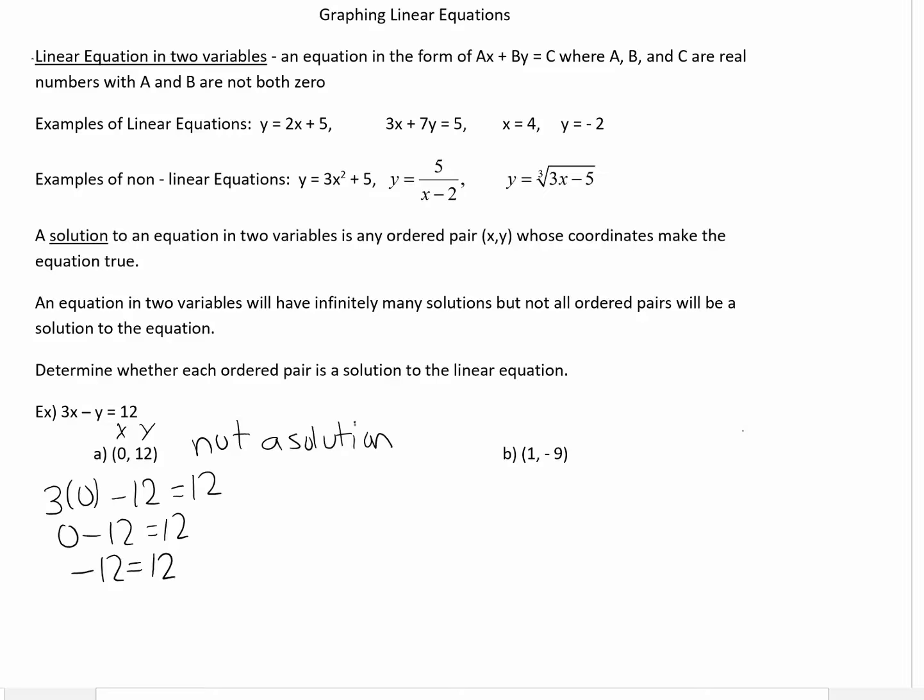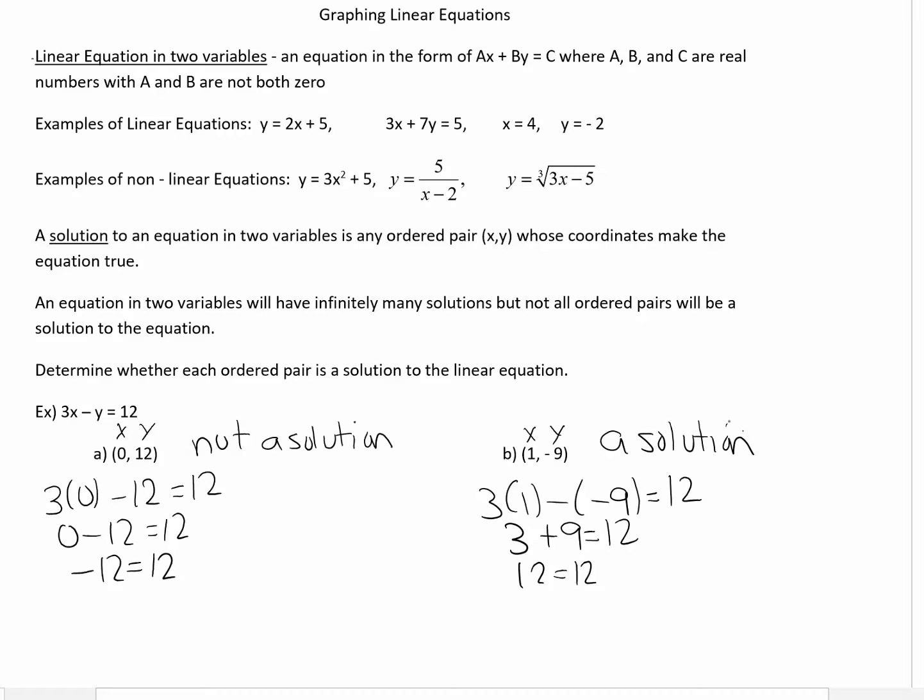Let's try this here. x will be 1, y will be negative 9. Minus a negative is a positive. 9 plus 3 is 12. 12 does equal 12, so this ordered pair is a solution to this equation in two variables.